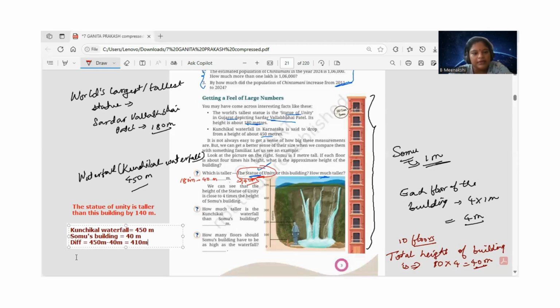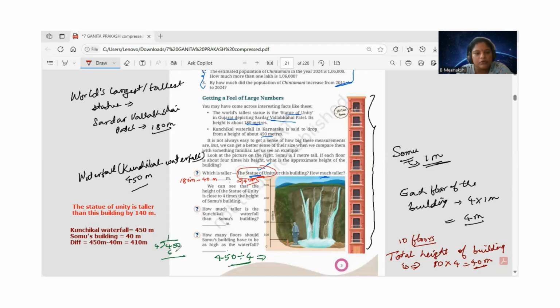And now let us see the third one. Now if you see the third one, how many floors should Somu's building have to be as high as the waterfall? So what we can do in this case is divide this 450 by 4. So when you divide 450 by 4, what will you get?